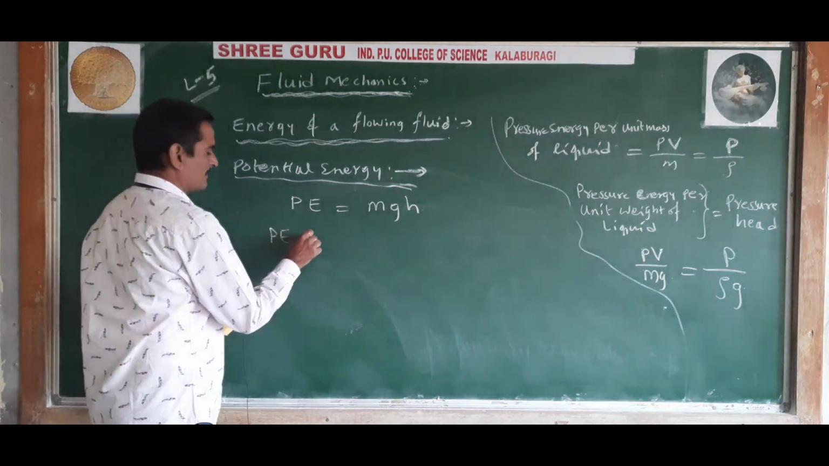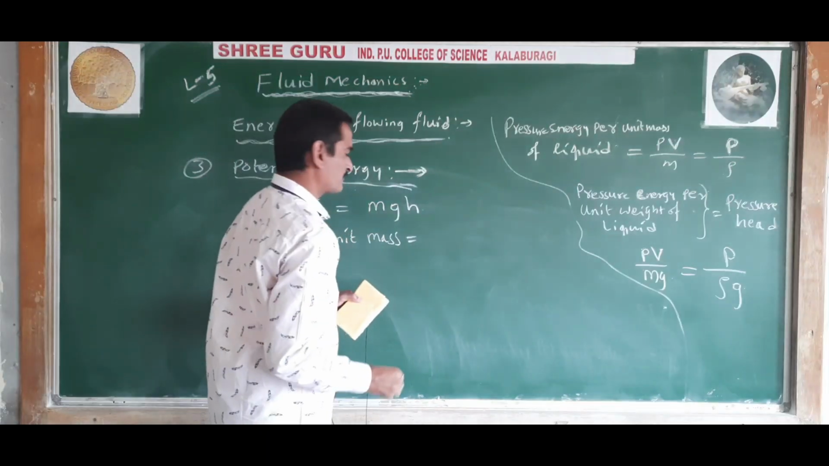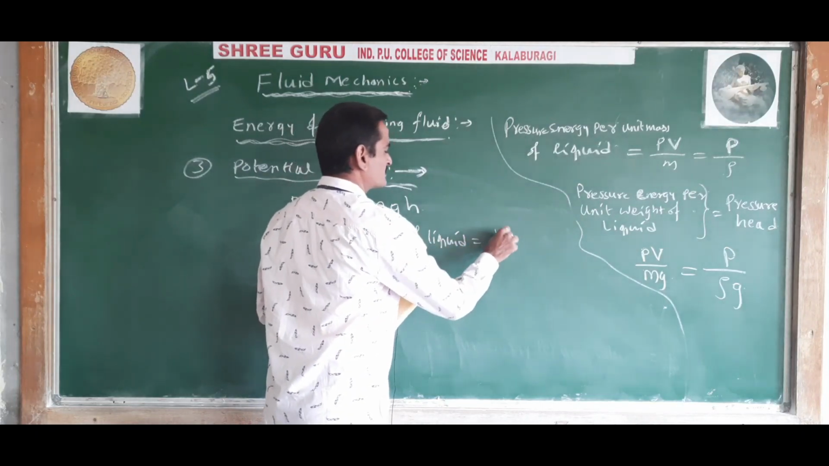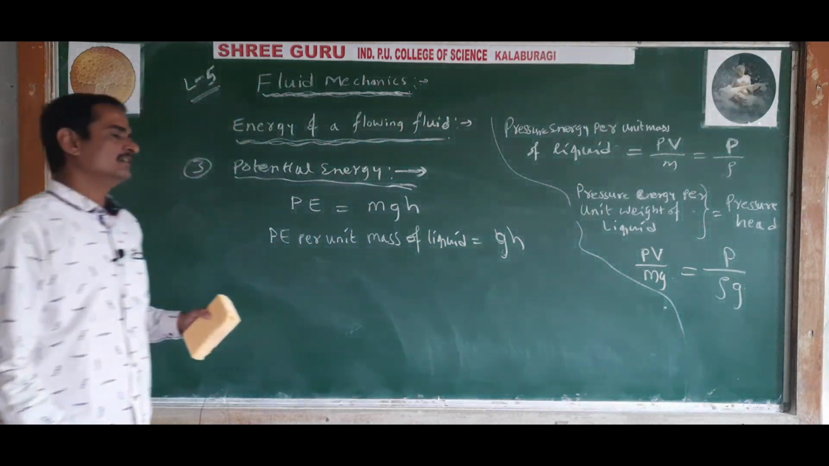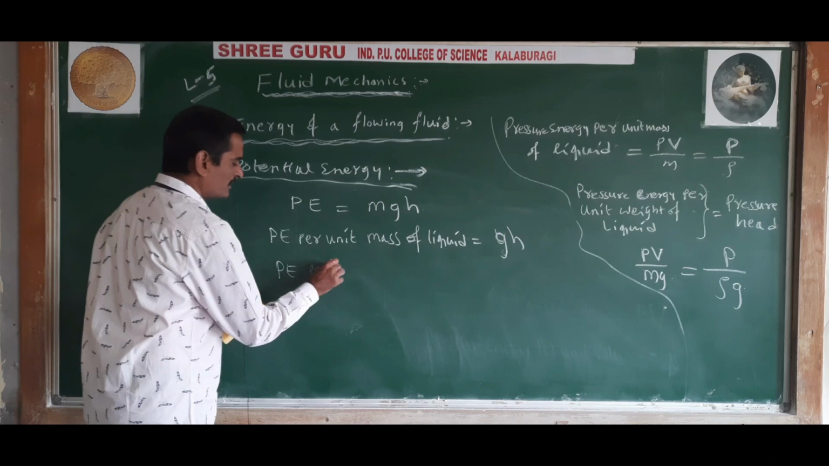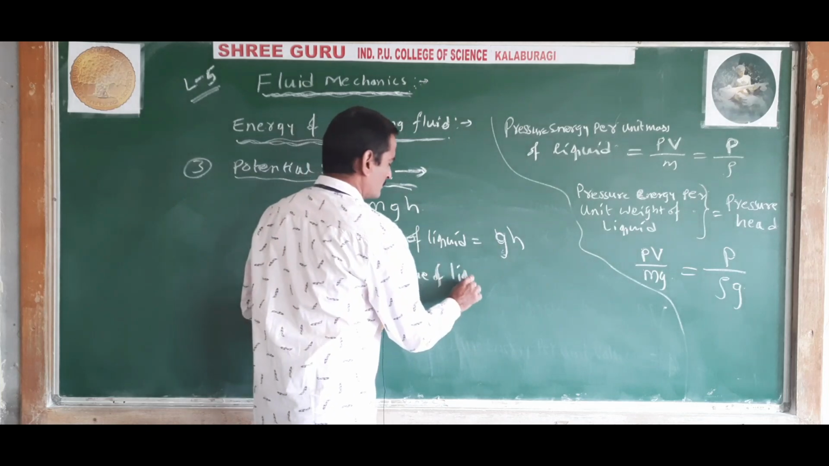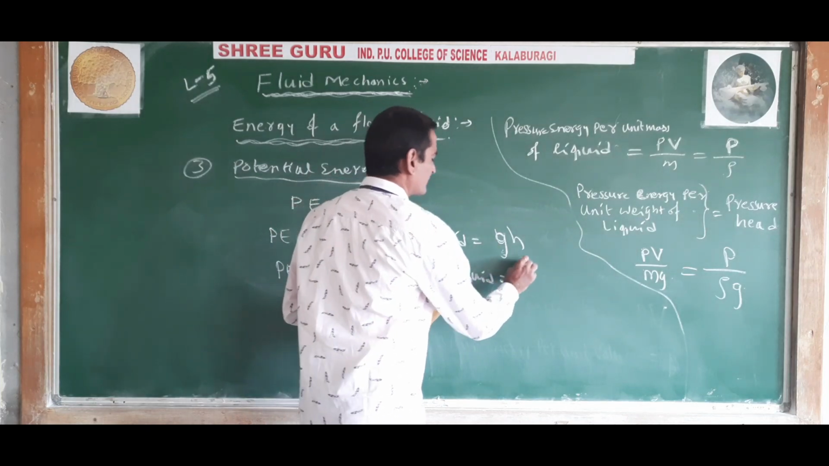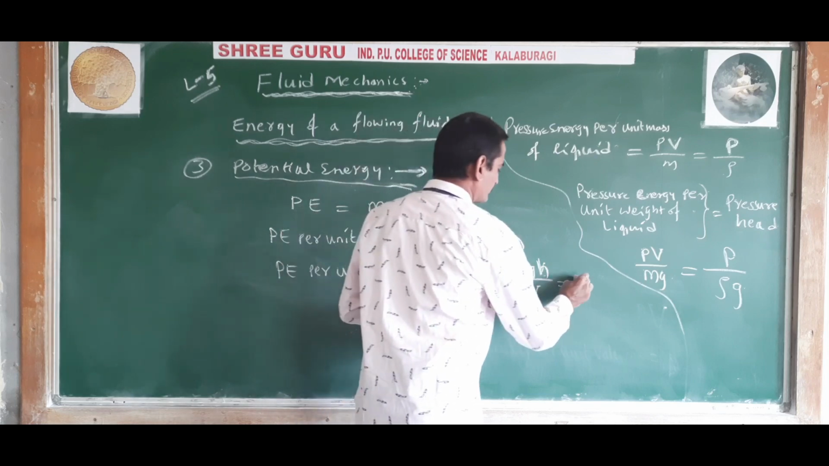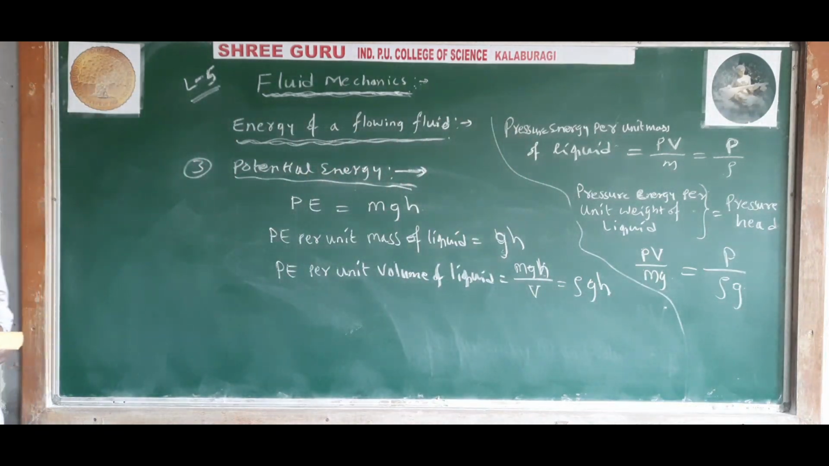Now, potential energy per unit mass of liquid is given by gh. It is mgh divided by m, so potential energy per unit mass of liquid is gh. Potential energy per unit volume of liquid is mgh divided by volume of liquid. Mass divided by volume is density, so it is rho gh. So rho gh is called potential energy per unit volume of liquid.